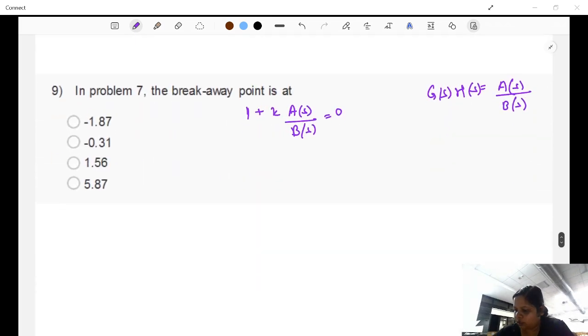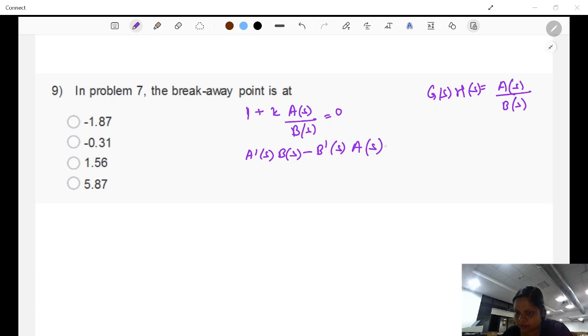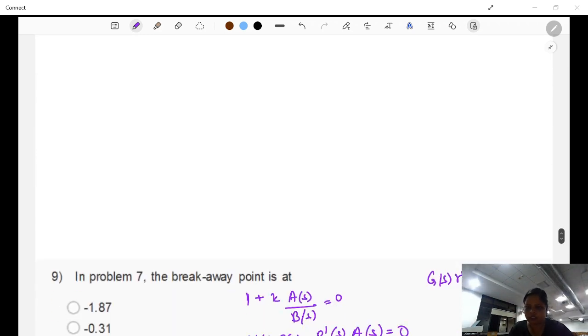Yes, madam. Okay, so when you try to solve this, it would be A'(s) into B(s) minus B'(s) into A(s) is equal to 0. So when you try to find this, what was your A(s) upon B(s)? I guess someone is unmuted. Let me mute.